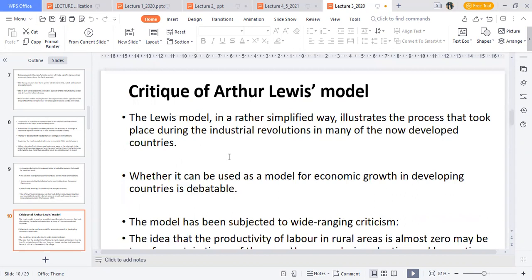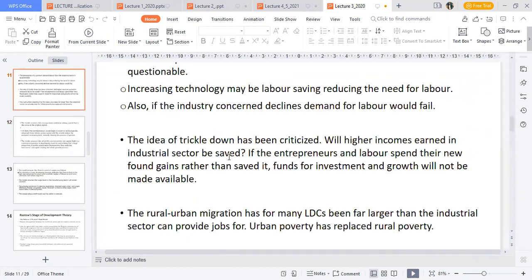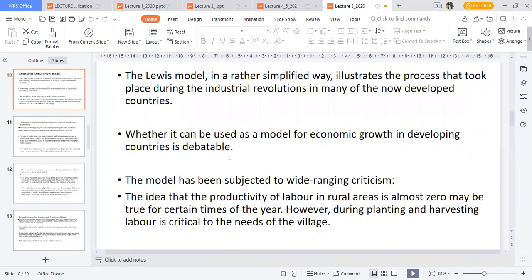Okay. Now let's look at some of the criticisms or critiques of this theory. If you're learning this course, from the assumptions you establish your critiques. So the critique is that Lewis' model, in a rather simplified way, illustrates the process that took place during the industrial revolution in many of the now developed countries. Whether it can be used as a model for economic growth in developing countries is debatable. The model has been subjected to a wide range of criticism. So these are some of the criticisms we are going to discuss.